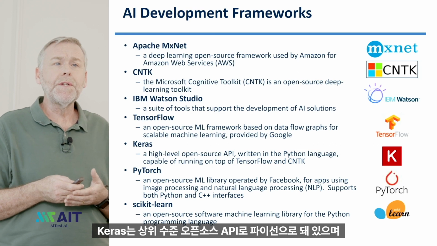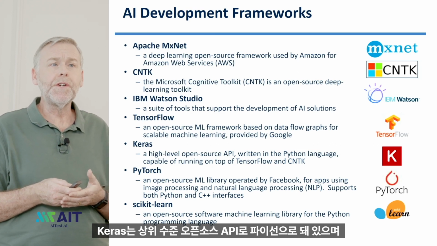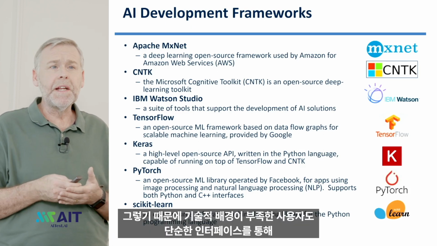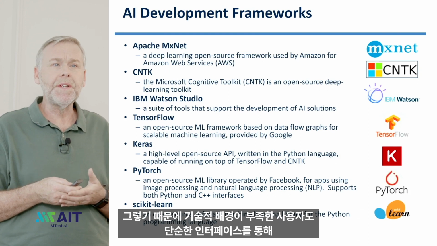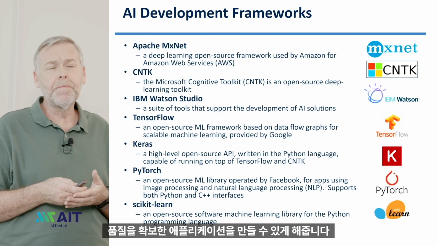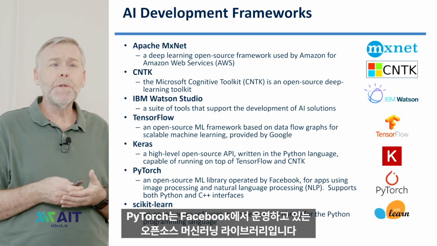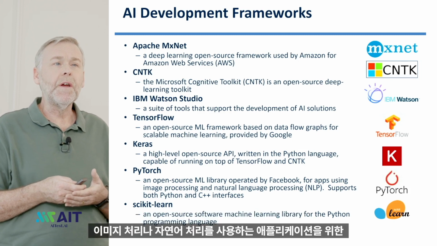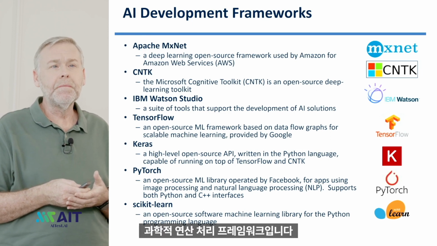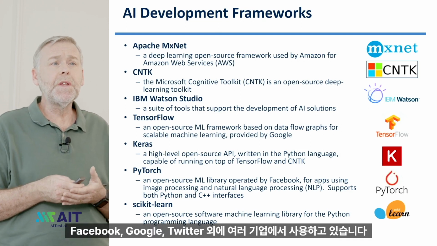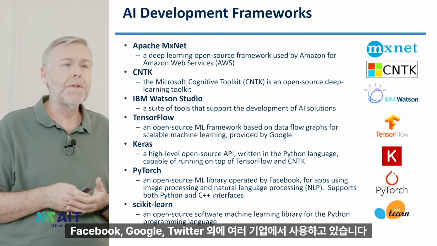Keras is a high-level open source API written in the Python language, capable of running on top of TensorFlow and CNTK, so providing less technical users with a simpler interface, while still allowing them to produce large commercial quality apps. PyTorch is an open source machine learning library operated by Facebook. It is a scientific computing framework for apps, using image processing and natural language processing. It supports both Python and C++ interfaces, and is used within Facebook, Google and Twitter among others.